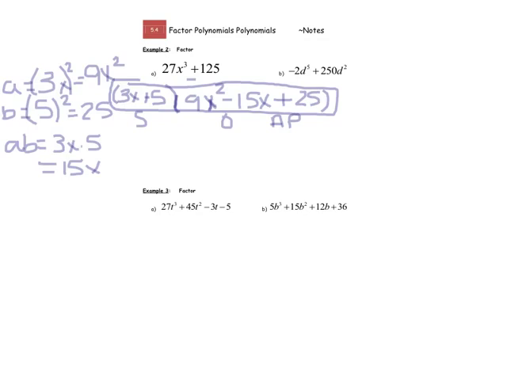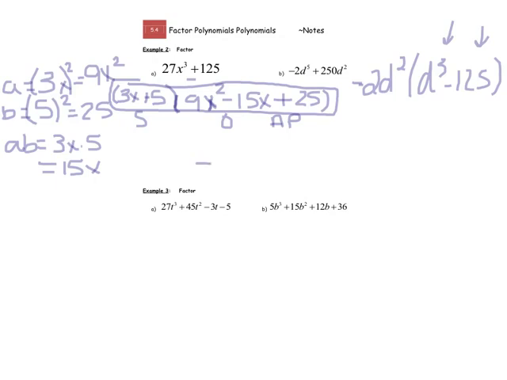All right, let's try one more. So now we have negative 2d to the fifth plus 250d squared. So you're going to take out the GCF, make that first term positive. So we have negative 2d squared, and we're left with d cubed minus 125. All right, so we have a perfect cube here. We have a perfect cube here. So now it's a difference of cubes.